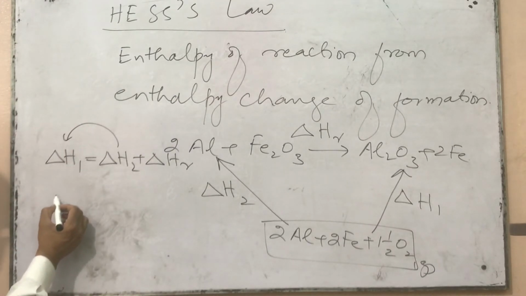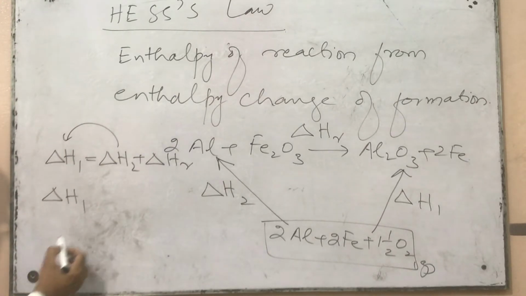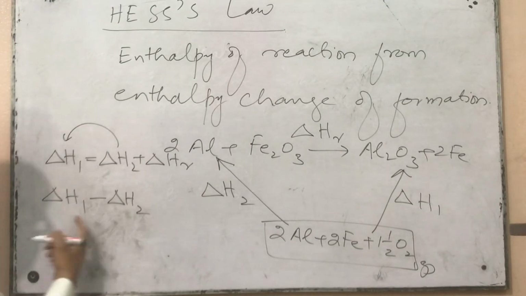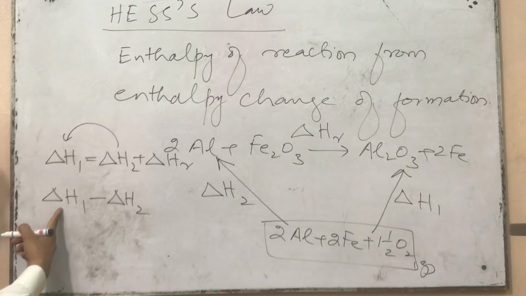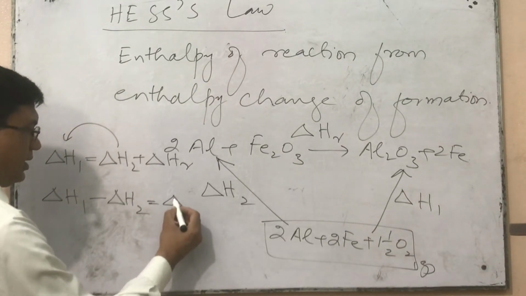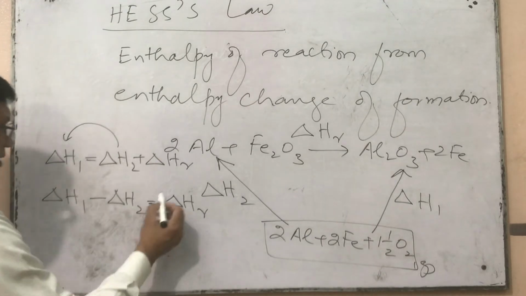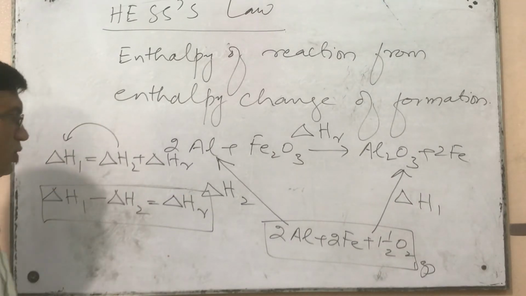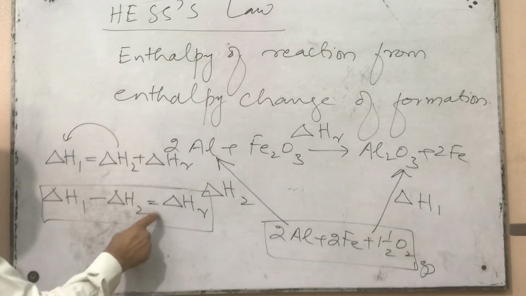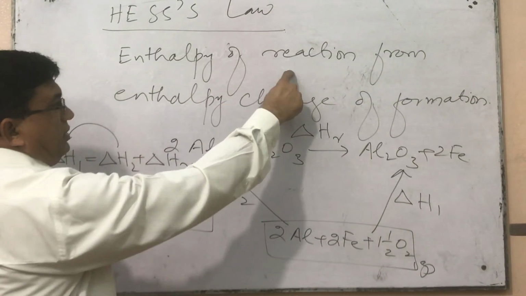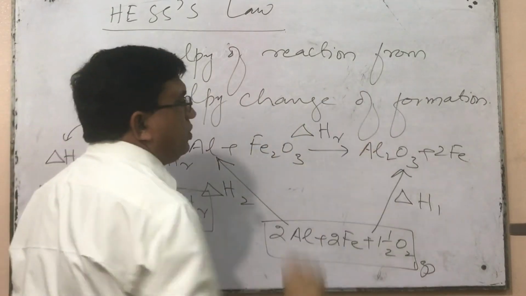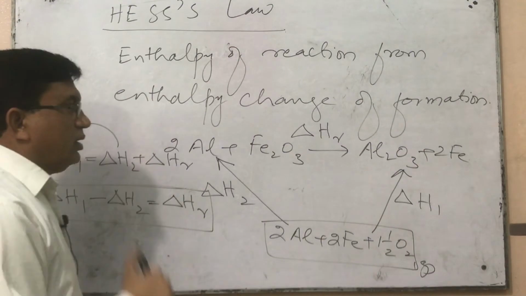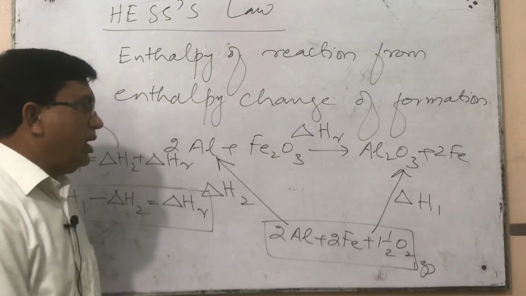If we want to calculate delta HR, what do we have to do? We have to subtract delta H2 from delta H1 from the direct route. Ultimately, we will get delta HR. This will be the formula used for the determination of enthalpy change of reaction from enthalpy change of formation. This is also important.